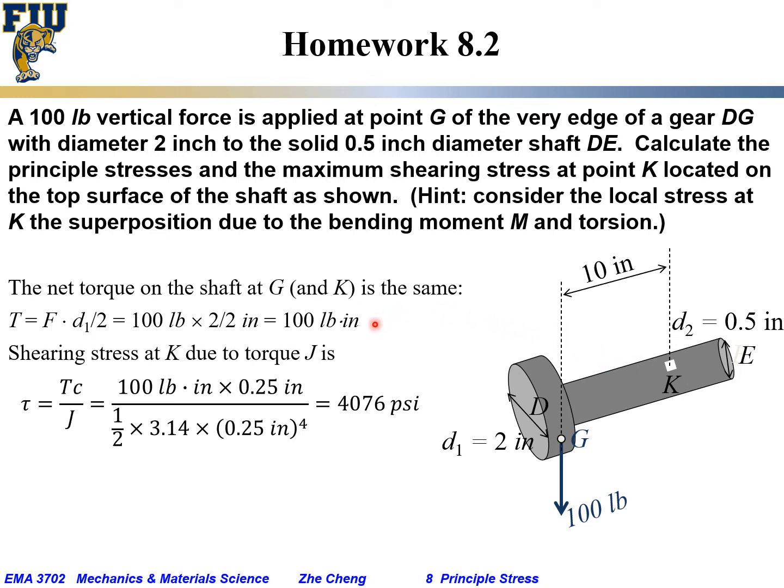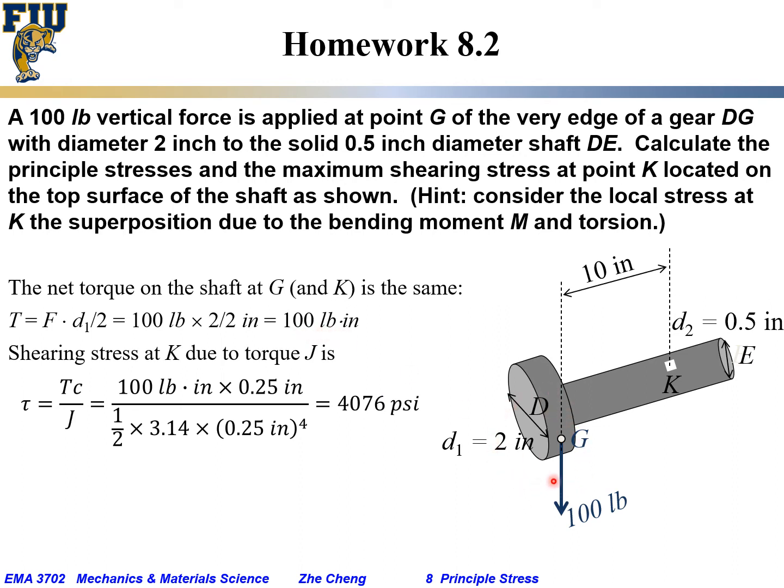First, let's calculate the torque part. The net torque trying to twist the shaft would be force times the off-center distance, which is D1 divided by 2. So 100 pound times 2 inch, but divided by 2 because 2 inch is the diameter; the radius would be 1 inch for the gear. So the torque would be 100 pound-inch.